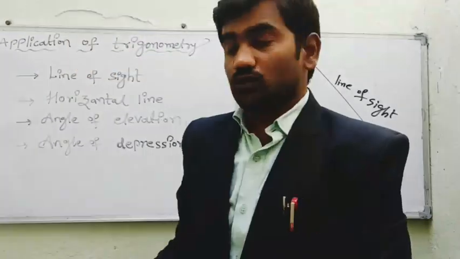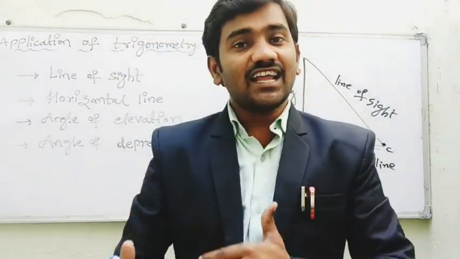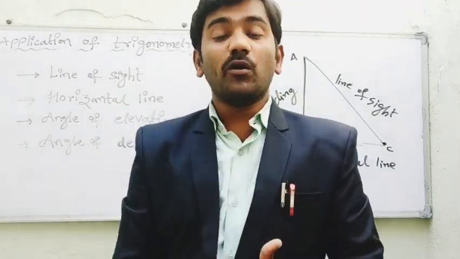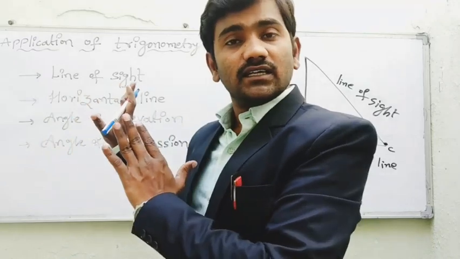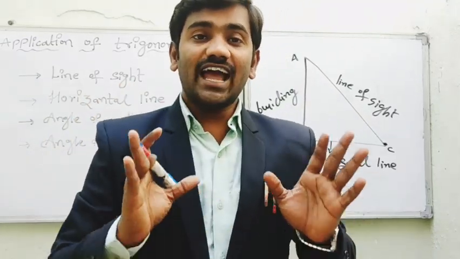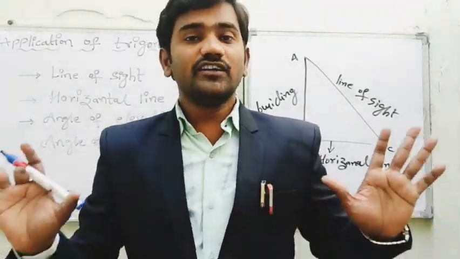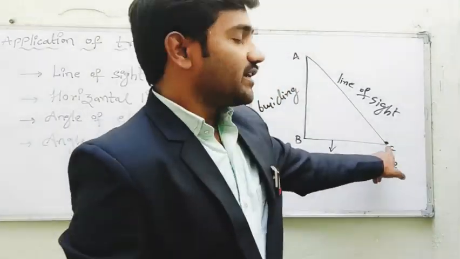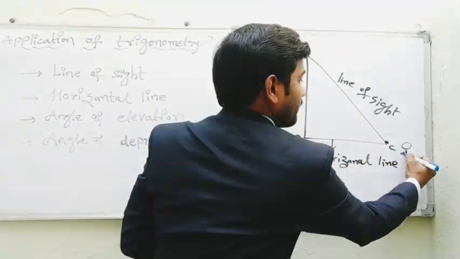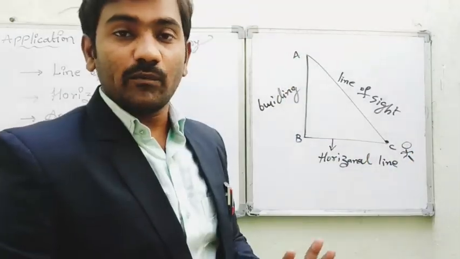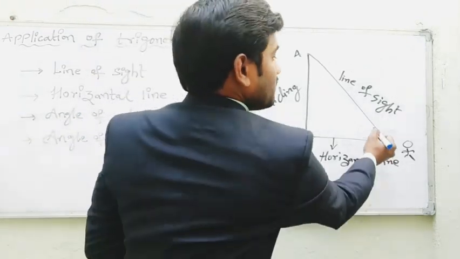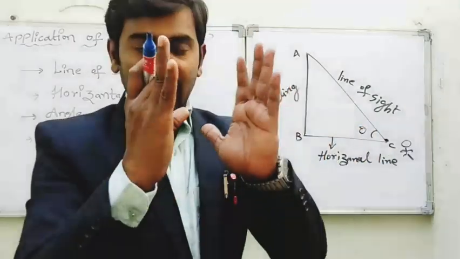The remaining two are angle of elevation and angle of depression. This is very easy and very important also to complete this chapter. What is angle of elevation? What is angle of depression? Let me tell you one thing to understand. Suppose here the observer at the point C is observing the top of the building with some angle.